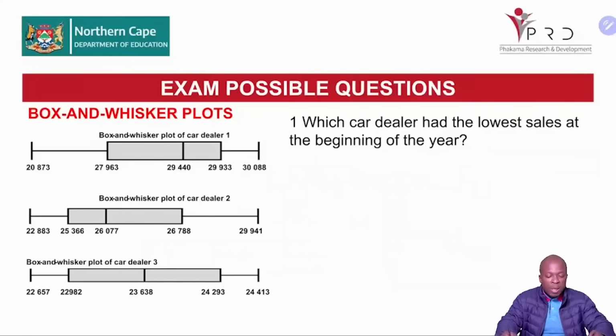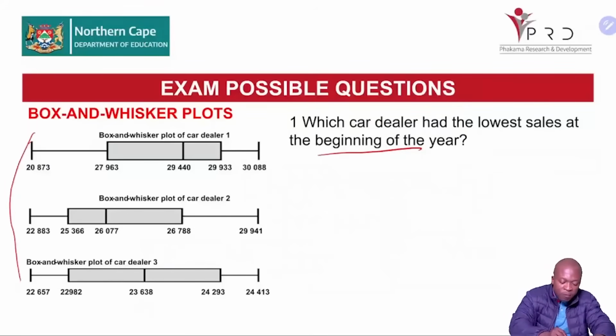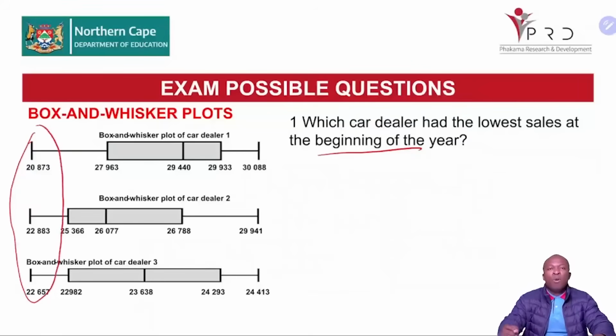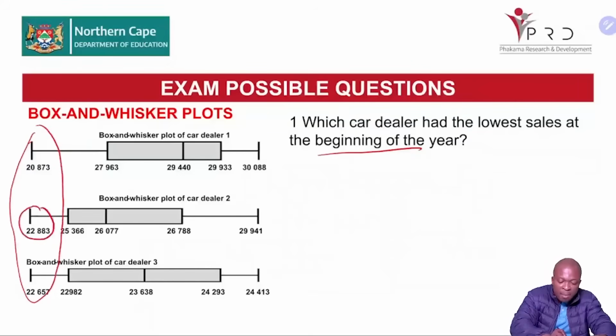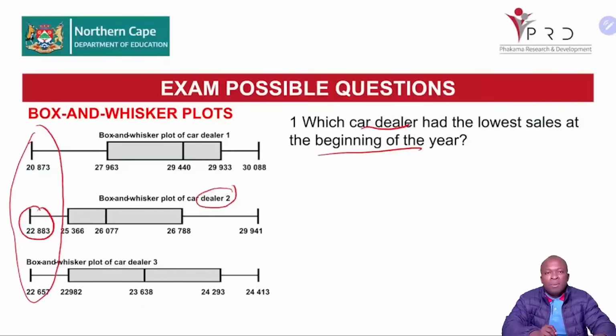So let's put into practice then. Now they have given us 3 box and whisker plots, and they're saying which car dealer had the lowest sales at the beginning of the year. This is the beginning of the year. So they're asking for which number is the smallest or the lowest. You go through it, you will see that this is the smallest number, but it says which car dealer, so it is car dealer number 2. Do you see how you find the answers?